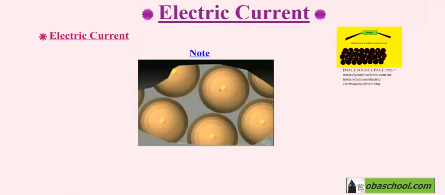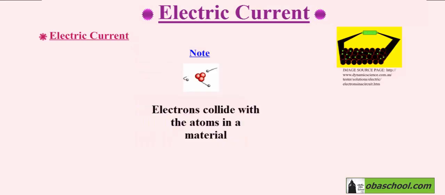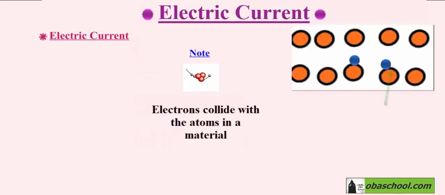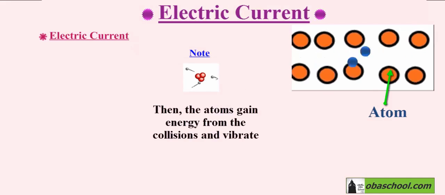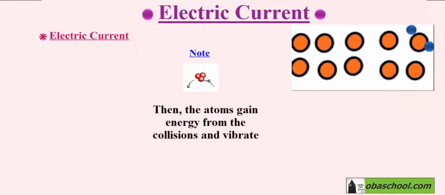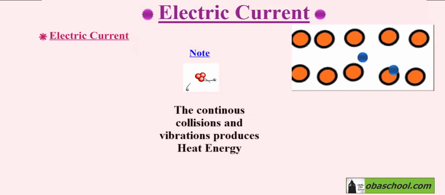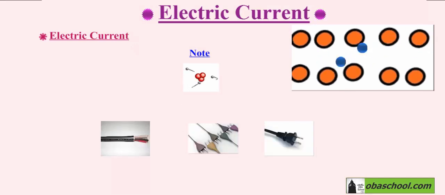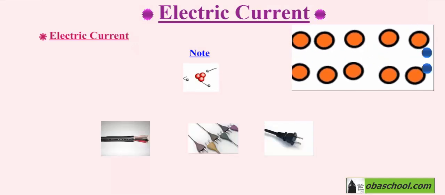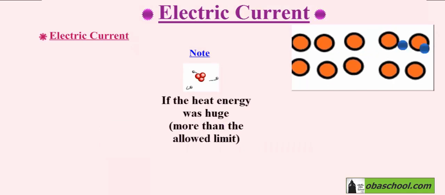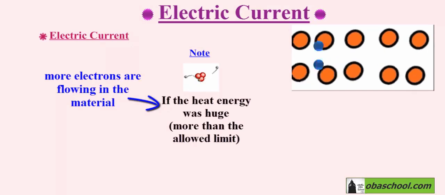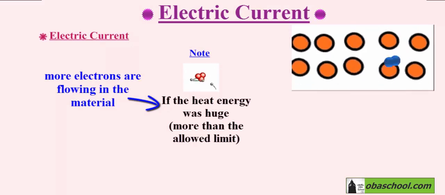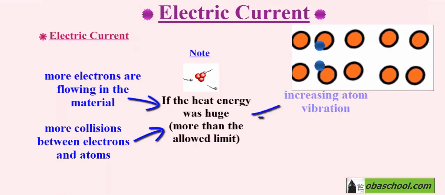Now, you need to keep in mind that sometimes the electrons collide with the atoms in a material. Then the atoms gain energy from the collisions and vibrate. Just as you see in the video on the right, the continuous collisions and vibrations produce heat energy. This heat energy is the reason why some cables or plugs heat up sometimes. If the heat energy is huge, more than the allowed limit, this means that more electrons are flowing in the material and there are more collisions between electrons and atoms.